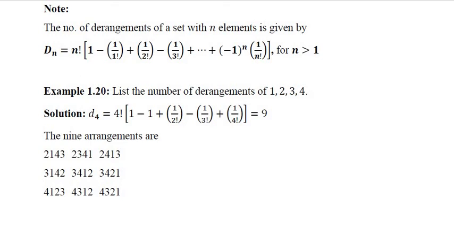So this is what our module 1 tells. That is, these are the sections that are included in our module 1. So I hope you all understood these concepts.